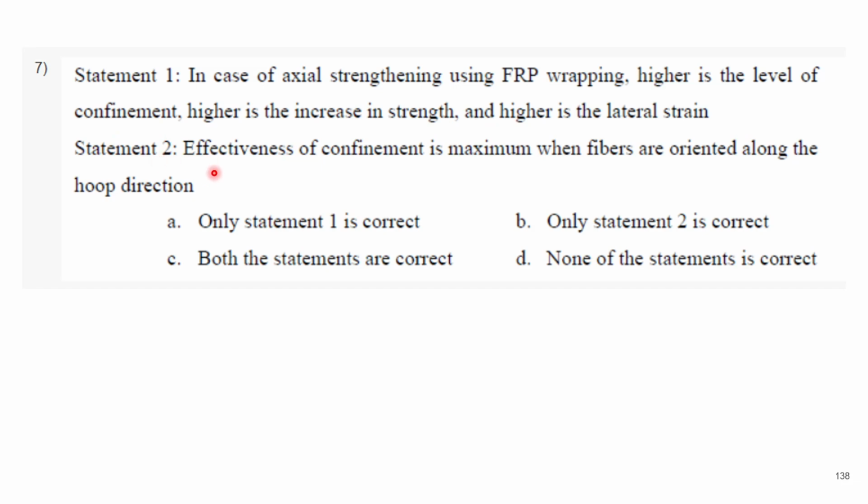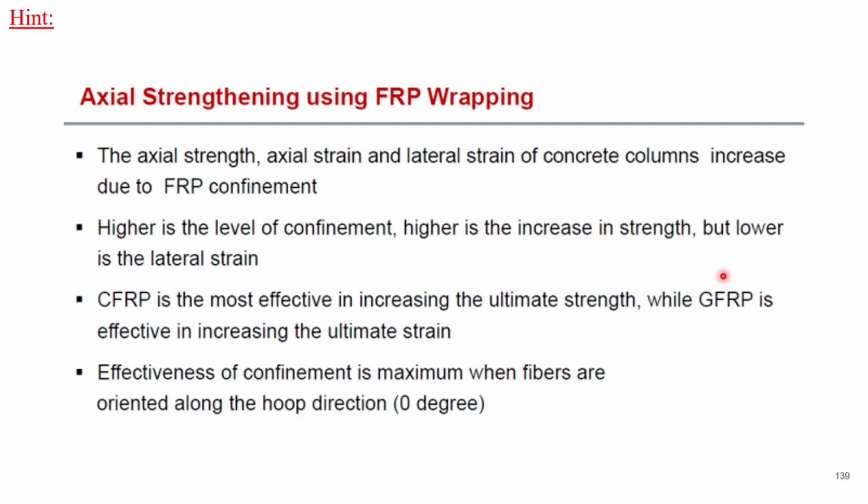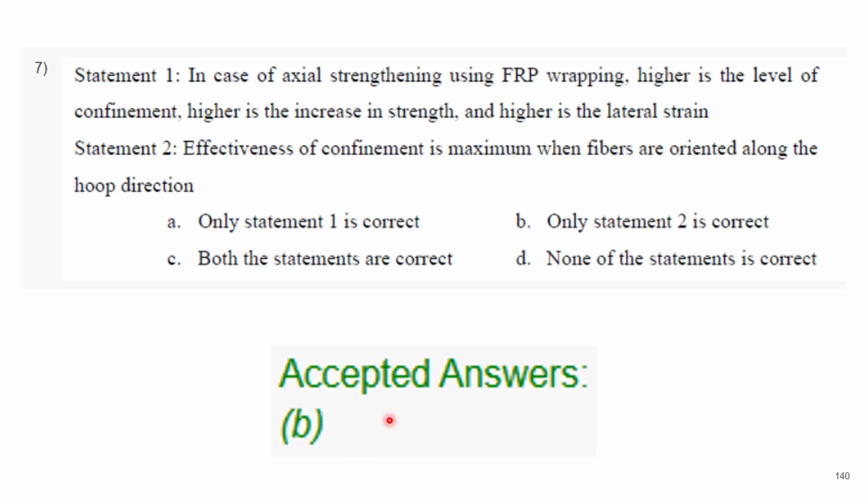And the second statement: effectiveness of confinement is maximum when fibers are oriented along the hoop direction. Basically, in the transverse direction, maximum effectiveness of confinement of fibers is found. So 2 is correct. Therefore B, only statement 2 is correct, is the right option. You can see here also that a higher level of confinement increases strain but lowers the lateral strain. And for CFRP, effectiveness of confinement is maximum when fibers are oriented along the hoop direction, 0 degree. So B, only statement 2, is the correct option.